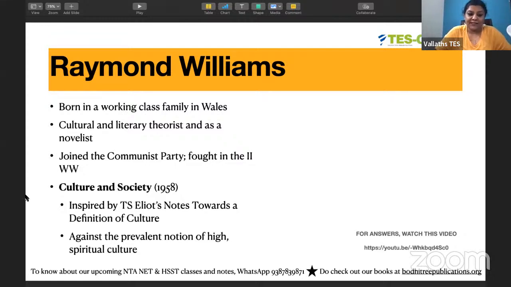He joined the Communist Party and fought in the Second World War, not First, Second World War. He wrote Culture and Society in 1958. It was inspired by T.S. Eliot's Notes Towards the Definition of Culture. And Raymond Williams was against the prevalent notion of high spiritual culture.